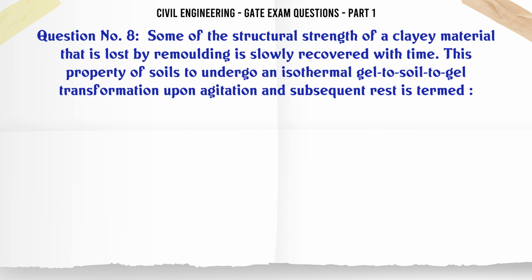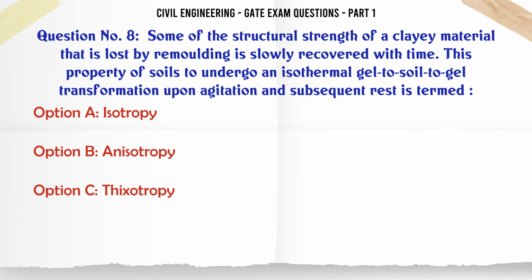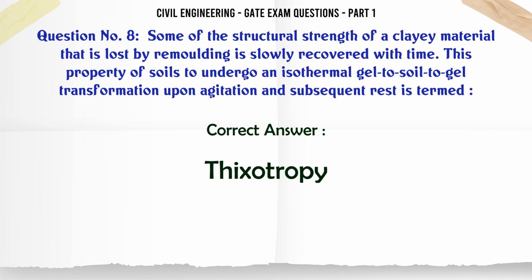Some of the structural strength of a clayey material that is lost by remolding is slowly recovered with time. This property of soils to undergo an isothermal gel-to-sol-to-gel transformation upon agitation and subsequent rest is termed: a. isotropy, b. anisotropy, c. thixotropy, d. allotropy. The correct answer is thixotropy.